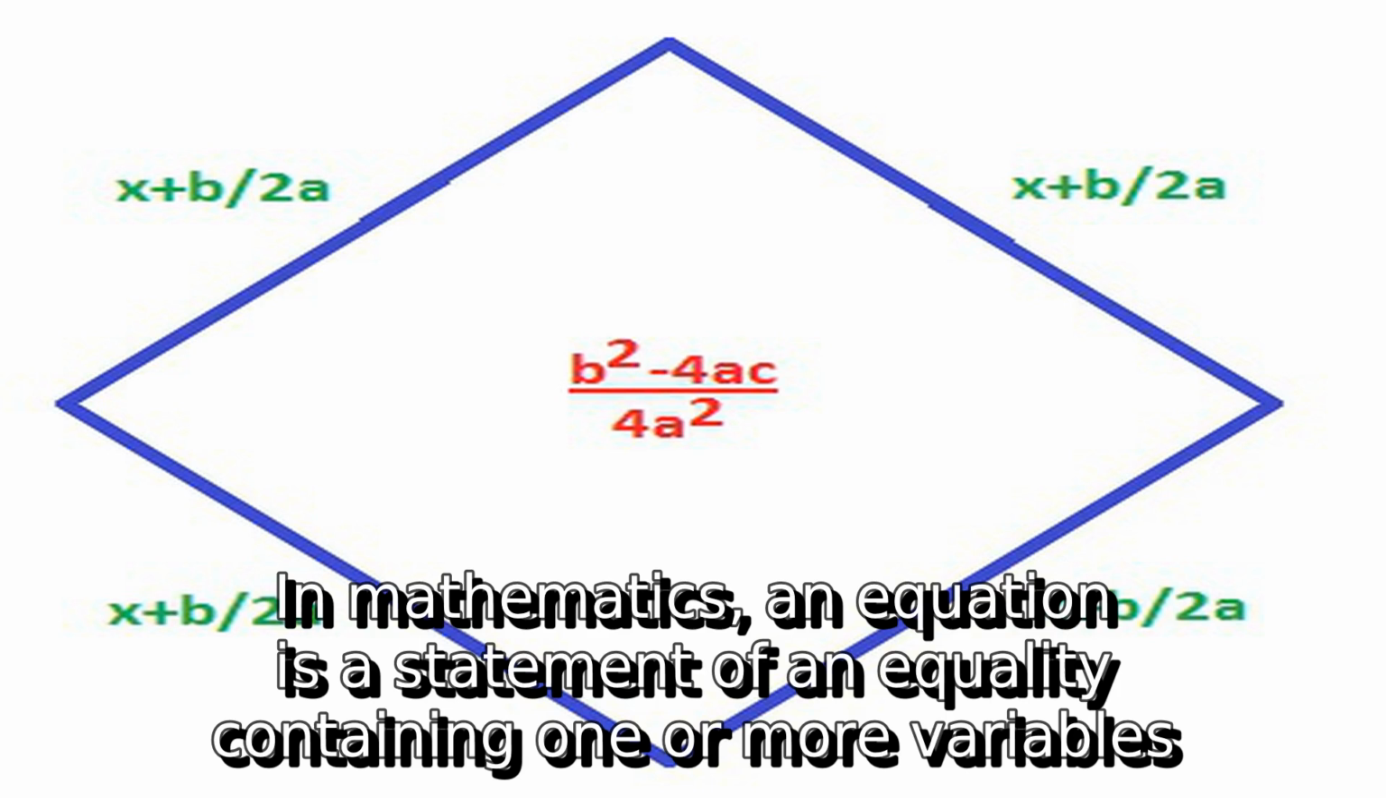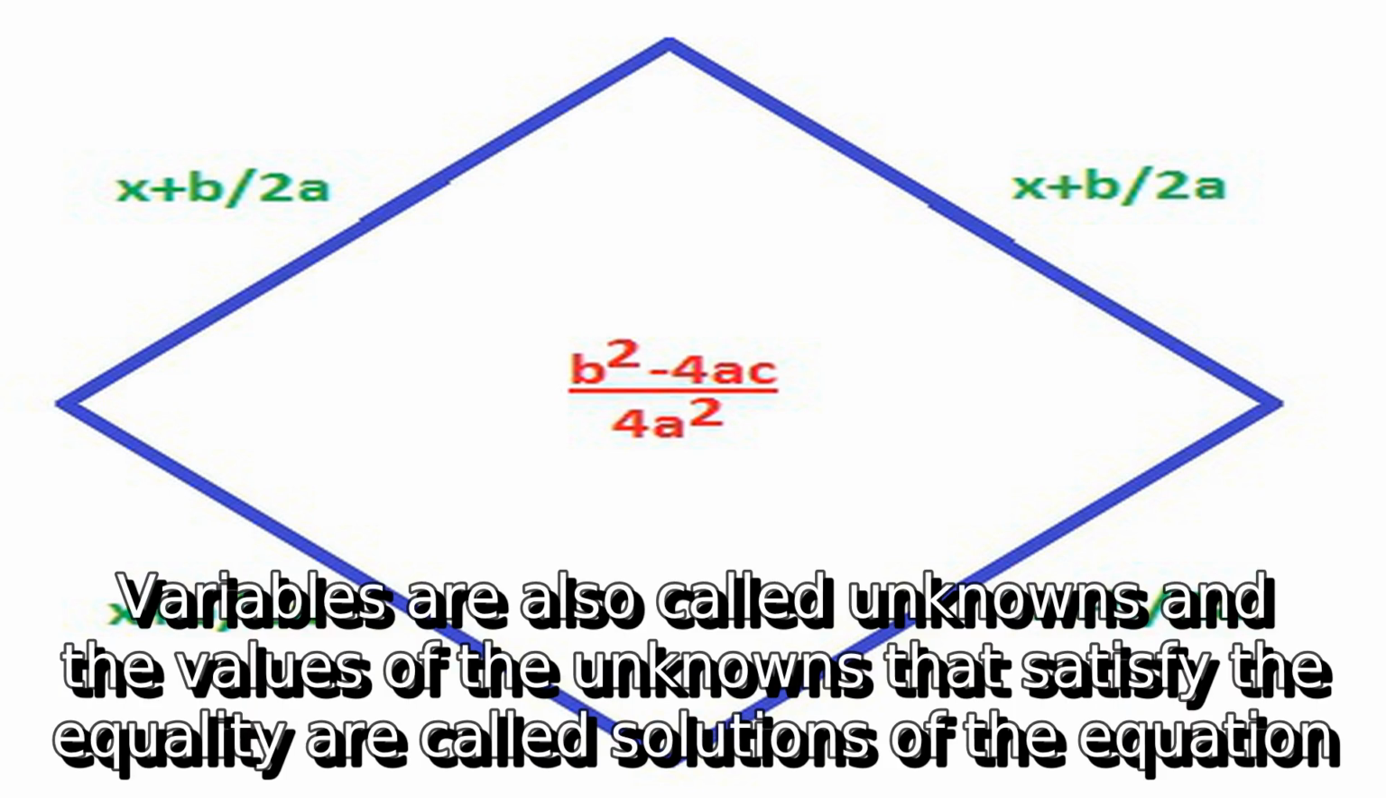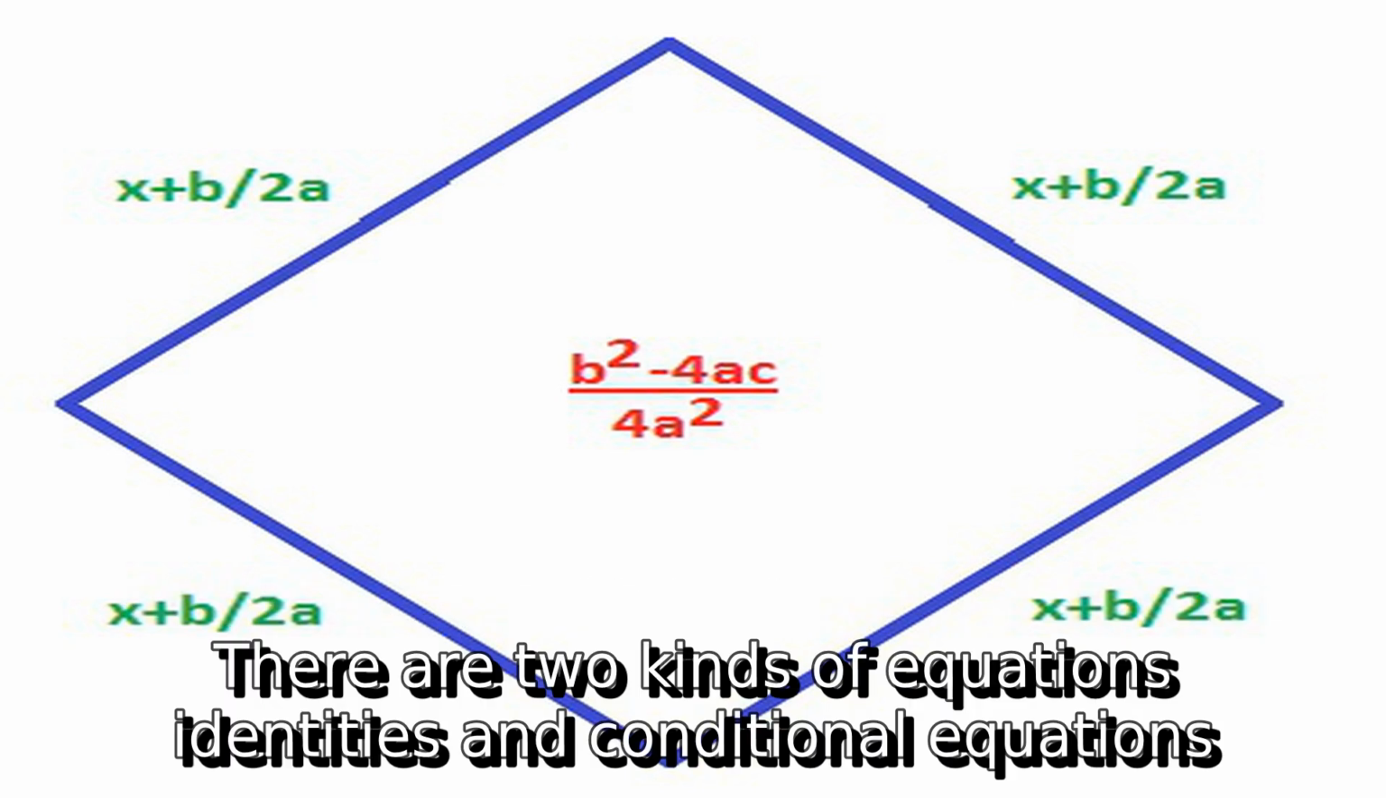In mathematics, an equation is a statement of an equality containing one or more variables. Solving the equation consists of determining which values of the variables make the equality true. Variables are also called unknowns, and the values of the unknowns that satisfy the equality are called solutions of the equation. There are two kinds of equations: identities and conditional equations.